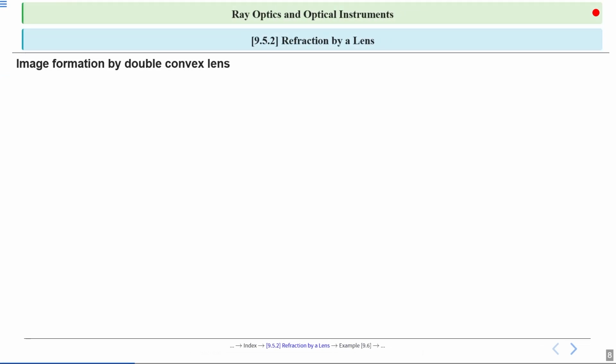So let's see the image formation by convex lens, or we can say double convex lens. What is double convex lens basically? So convex lens we all know. Double means both the surfaces are convex. Okay, there are further types of convex lens. We will discuss after this topic. So double means both the surfaces are convex. That is the meaning of double, or we can simply say convex lens.